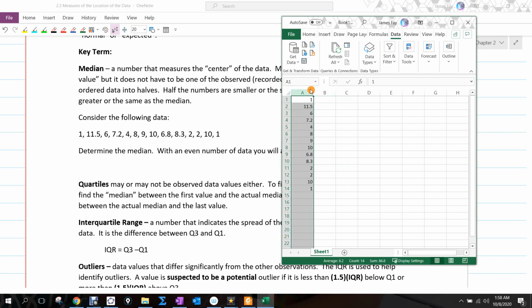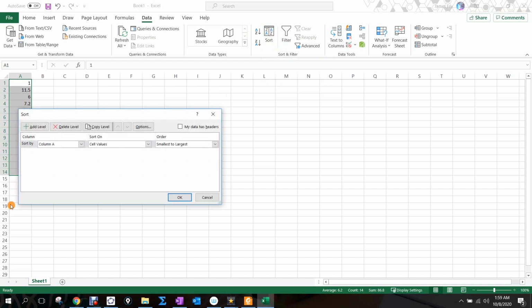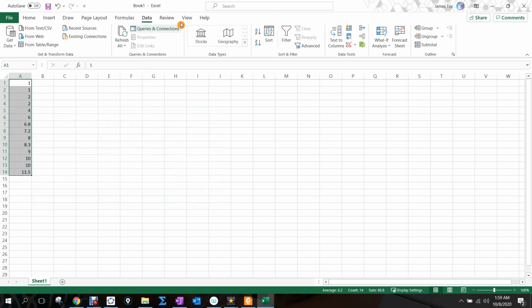You can either click the A and it'll select the entire column, or you can just click on A1 and drag down. Then you're going to go to the Data tab, and it should say Sort. If you're expanded, it's this one here. Click Sort. It's going to ask what column you want to sort. I'll sort the one I just highlighted, so A, on the cell values, meaning the numbers in them, from small to large. Just hit OK, and it sorts them.